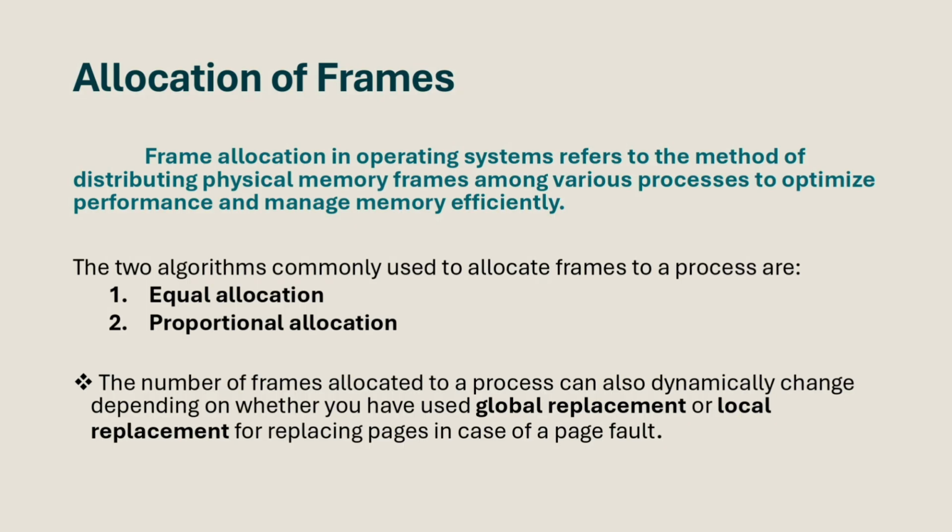So in the previous topic we have discussed page replacement. So depending on whether we use global replacement or local replacement, the number of frames allocated can change. So this we will discuss after the two algorithms. So now let's move to the two algorithms.